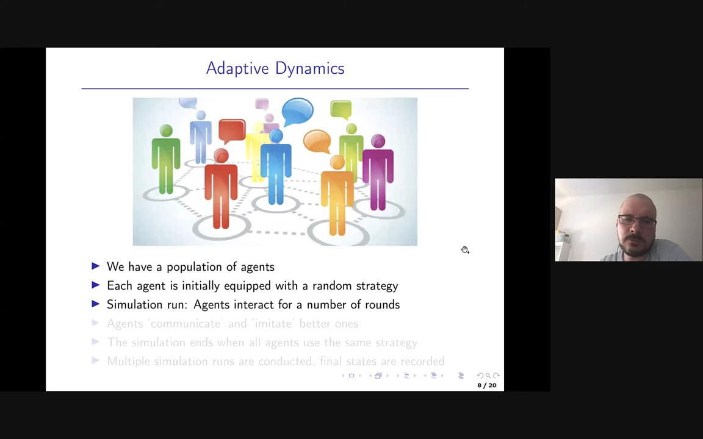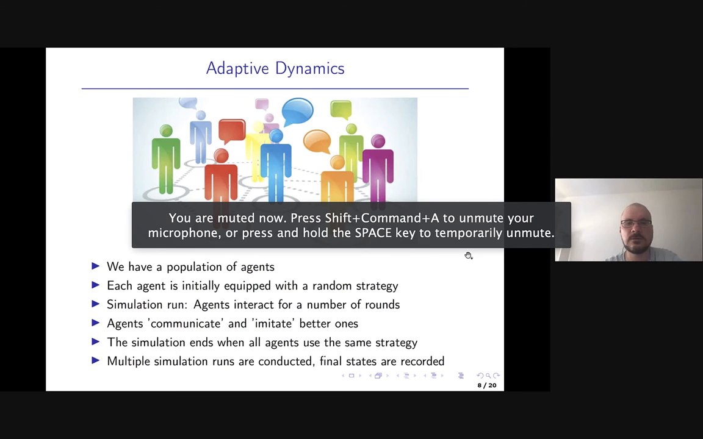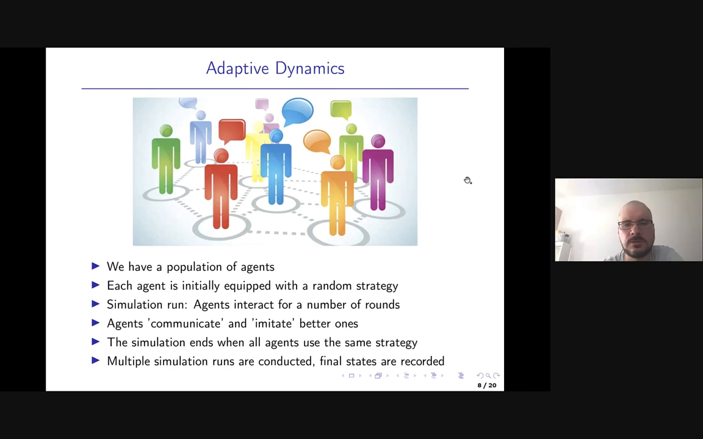They interact for a number of rounds. They communicate in each interaction, they communicate with everybody else, and then you can sum up the score, and then they just randomly pick another agent and imitate the other agent's strategy if the other agent scored better. And in the end, what you have is a population of agents who all use the same strategy, in general at least. And when you make multiple simulation runs, you can then study the frequency of what kind of systems emerge at the end.